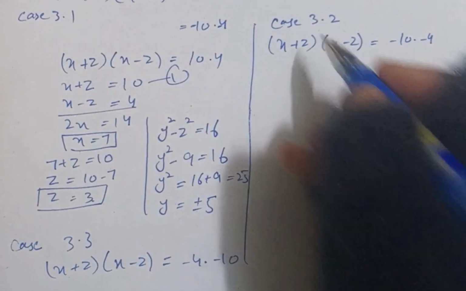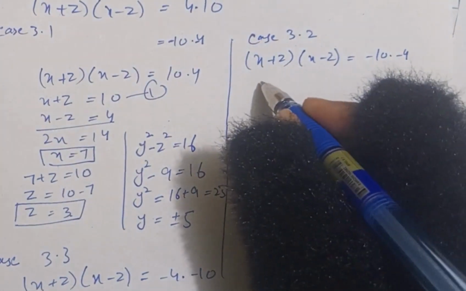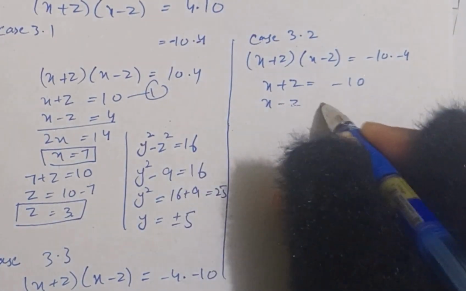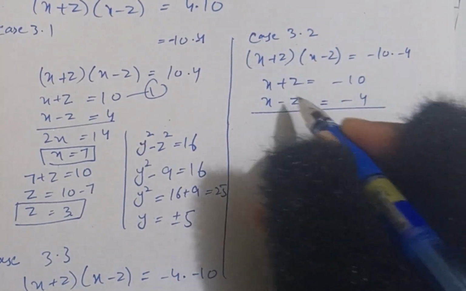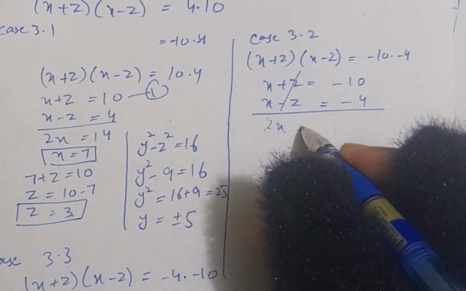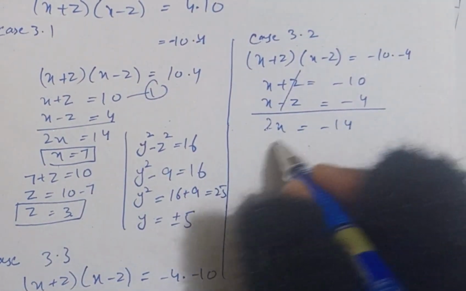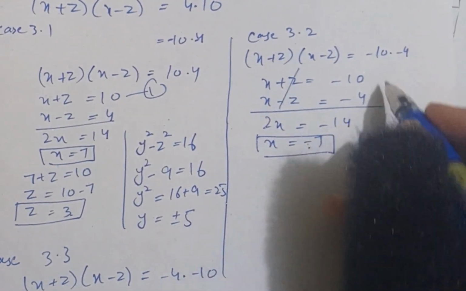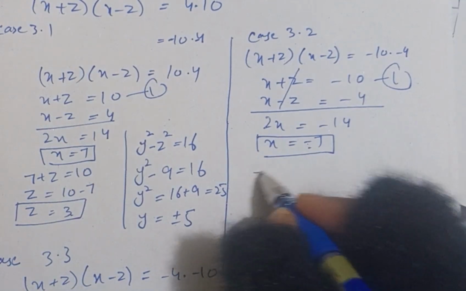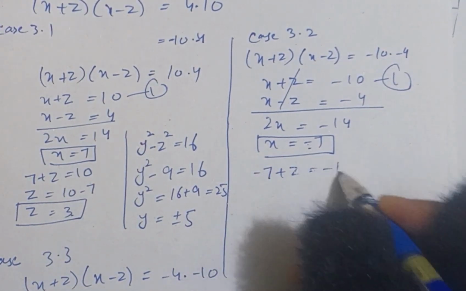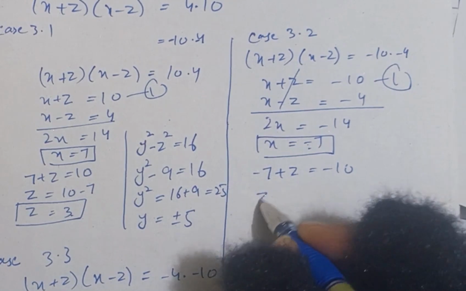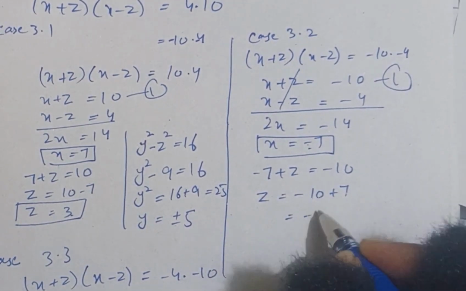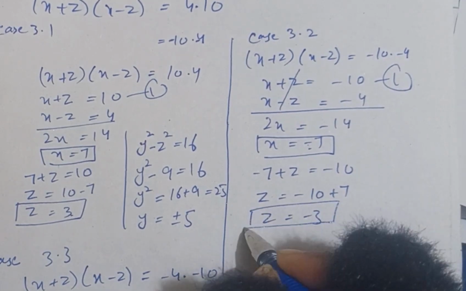Now look at case number 3.2. This implies x plus z is equal to minus 10, and x minus z is equal to minus 4. Add these two equations, then we get 2 times x is equal to minus 14. Divide this by 2, then we get x is equal to minus 7. Substitute the value of x in this equation, then this will become minus 7 plus z is equal to minus 10. Add 7 on both sides, then we get z is equal to minus 10 plus 7, and this is equal to minus 3. So the value of z is minus 3.